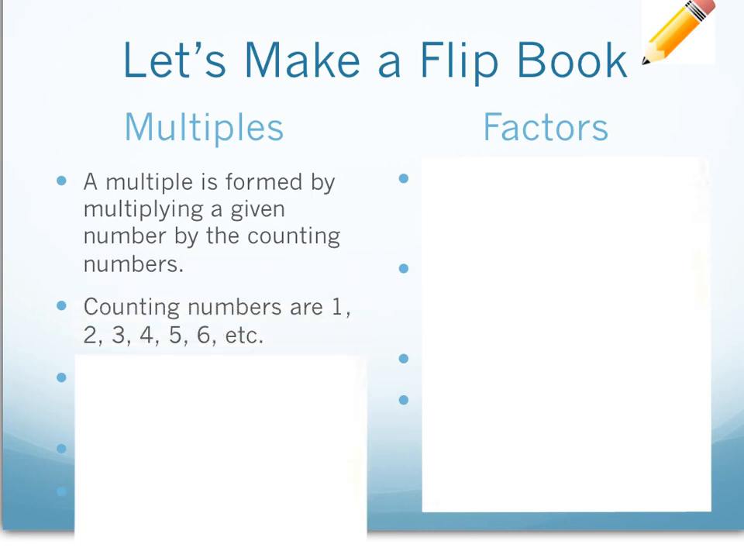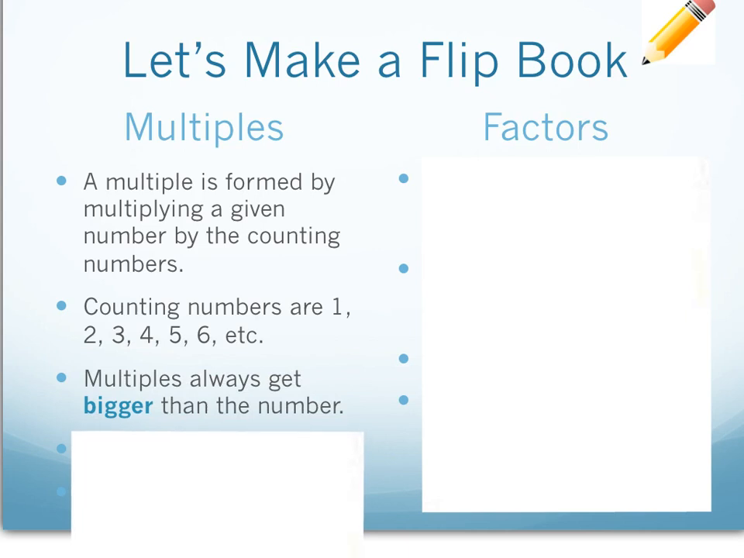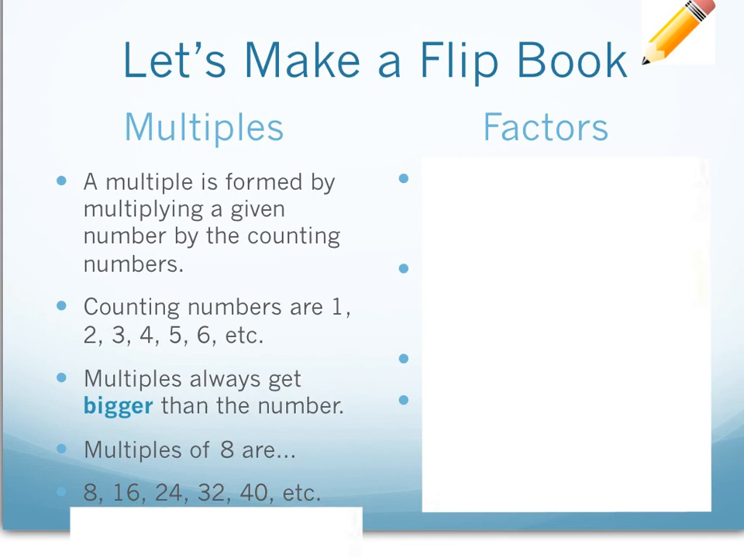The second thing I have for you to know about multiples is that multiples always get bigger than the number. The next thing to think about is an example. Here are some multiples of 8. 8, 16, 24, 32, 40. So listing multiples is as easy as skip counting by that number.